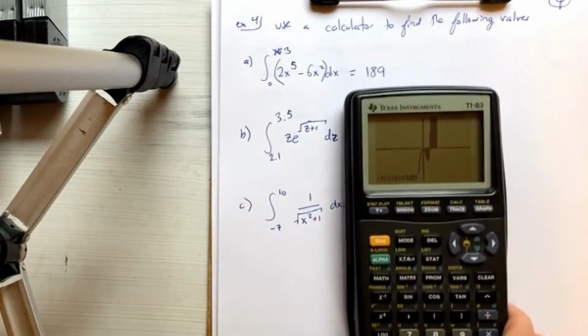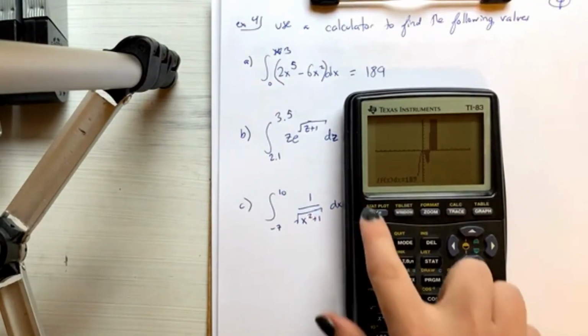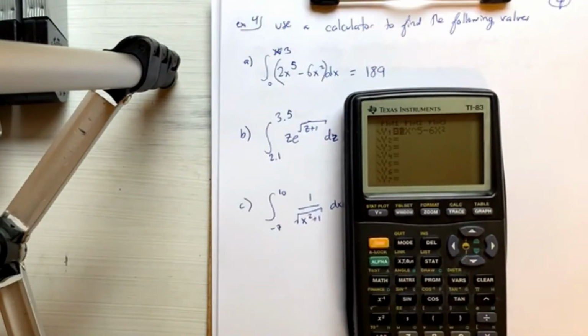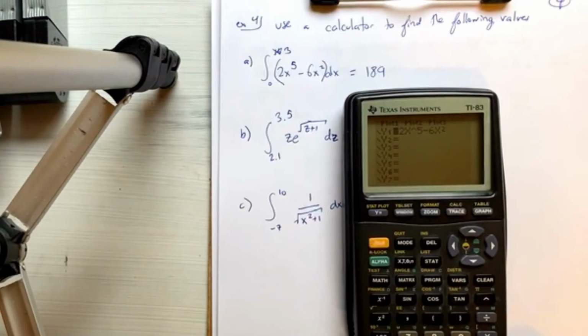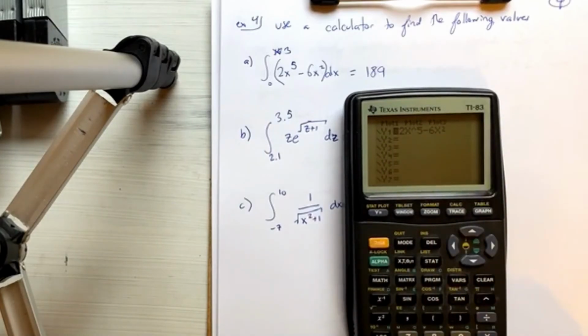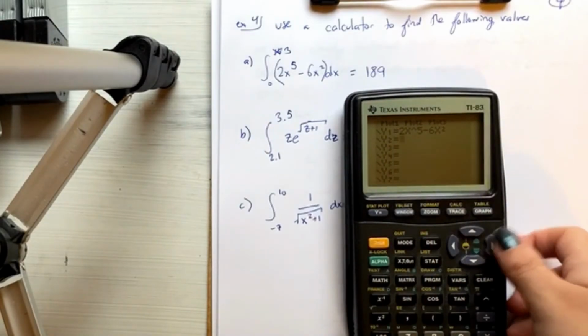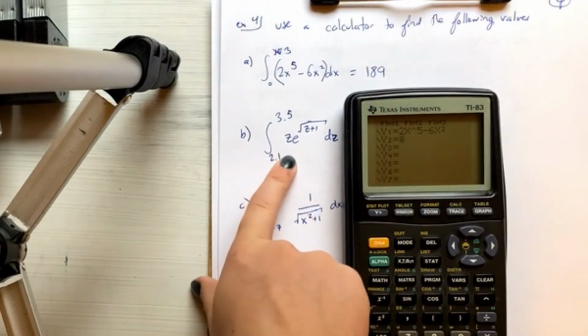189, there we go. Let's do it with b as well. So we're going to go back to our y equals. I'm going to keep this one here, but I'm going to scroll over so that I've highlighted the equal sign and hit enter. That's basically going to decommission that equation for now, and we're going to put in our new equation.